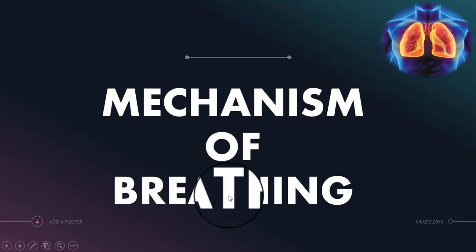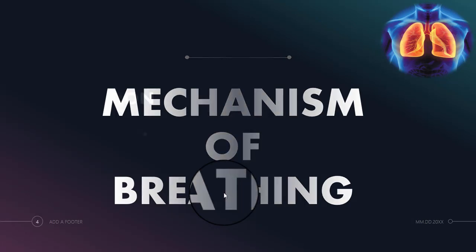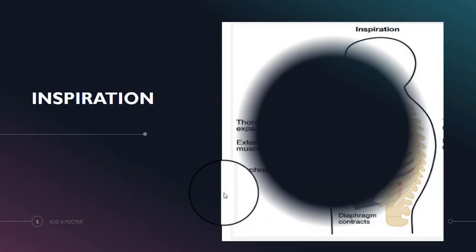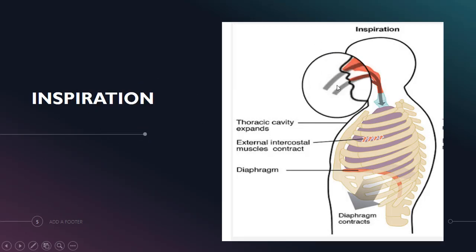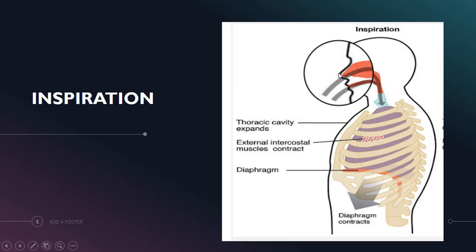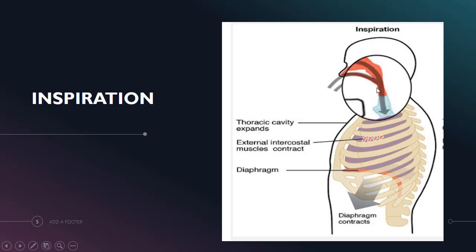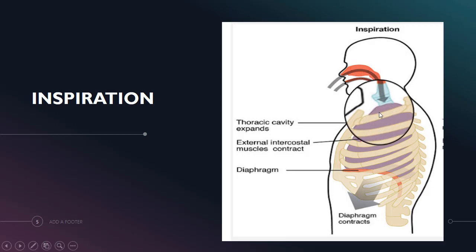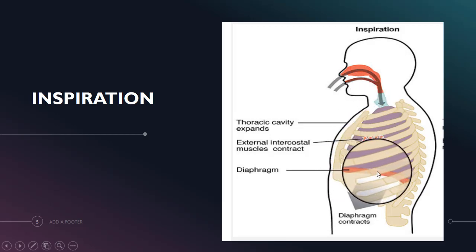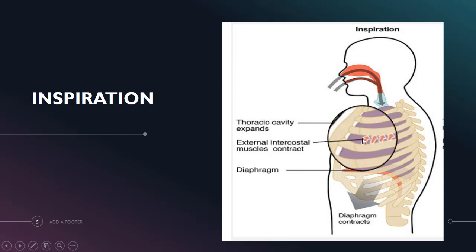Now next we will talk about the mechanism of breathing, which is a very basic topic of this video. So first of all we'll talk about the process of inspiration in an elaborated manner. Inspiration is a phase of ventilation in which air enters into your lungs. It is initiated by the contraction of the respiratory muscles, that is the diaphragm and external intercostal muscles.